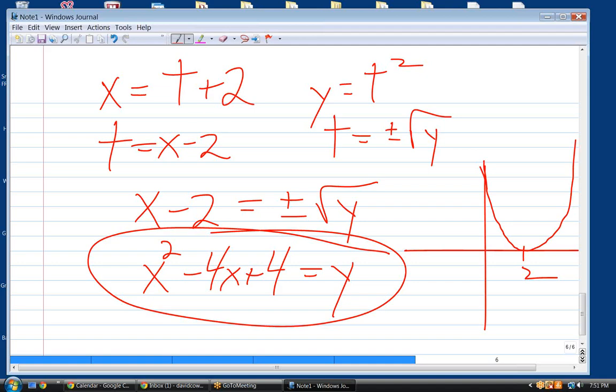Well, when t is minus 2, x is 0 and y is 4. So there's 1 point. When t is minus 1, x is 1, y is 1. So we're heading in this direction. When t is 0, x is 2, y is 0. When t is 1, x is 3, y is 1. And when t is 2, x is 4, y is 4.